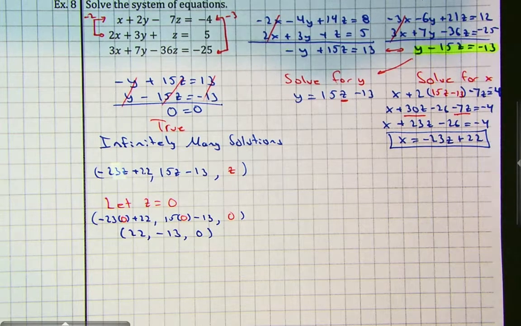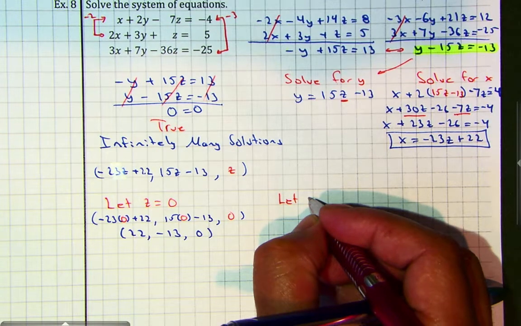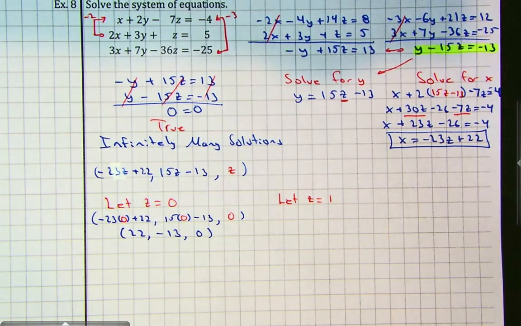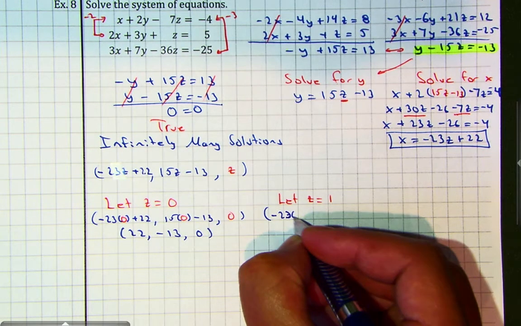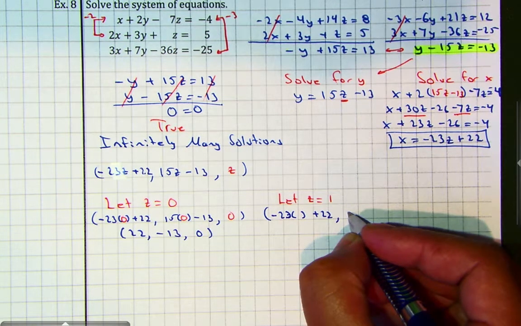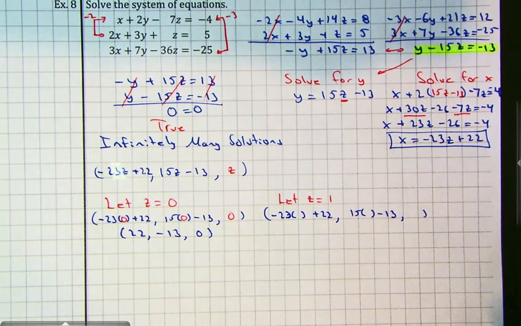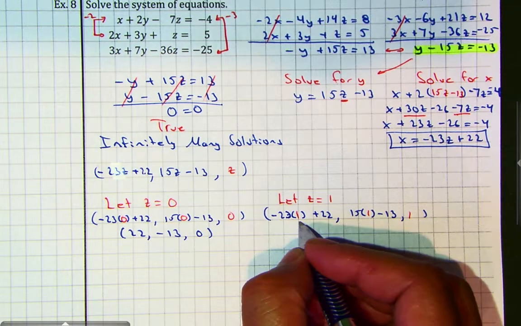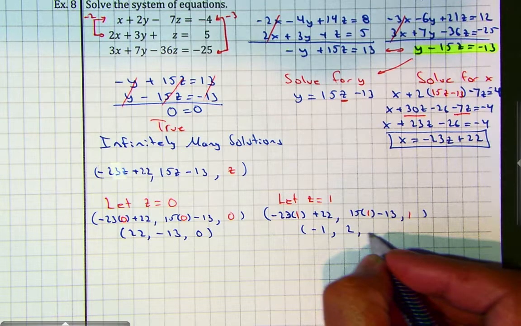Let me let z equal to, you get to choose, 5, 2, 3, 1, perfect choice. So that'll be negative 23z plus 22, comma, 15 times z minus 13, comma, 1. I'm going to plug in 1. That gives me negative 23 plus 22 is negative 1. This gives me positive 2 and 1.